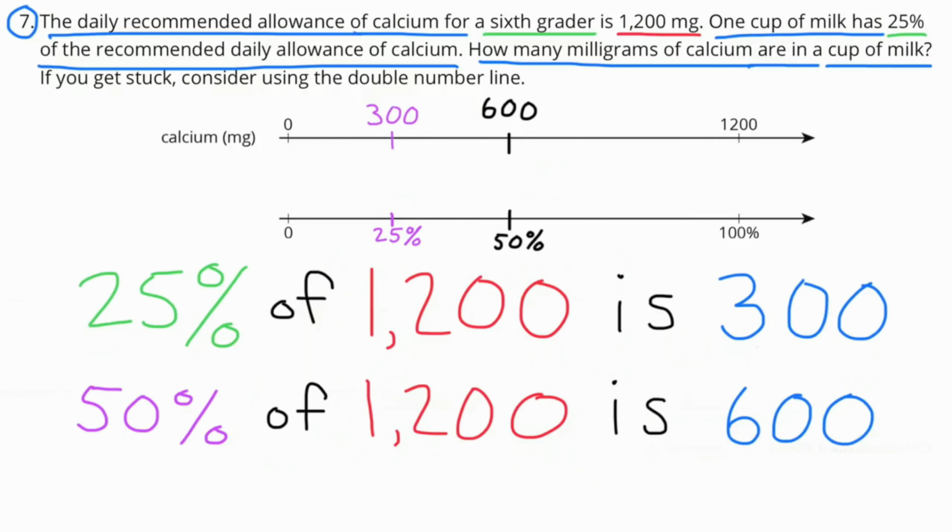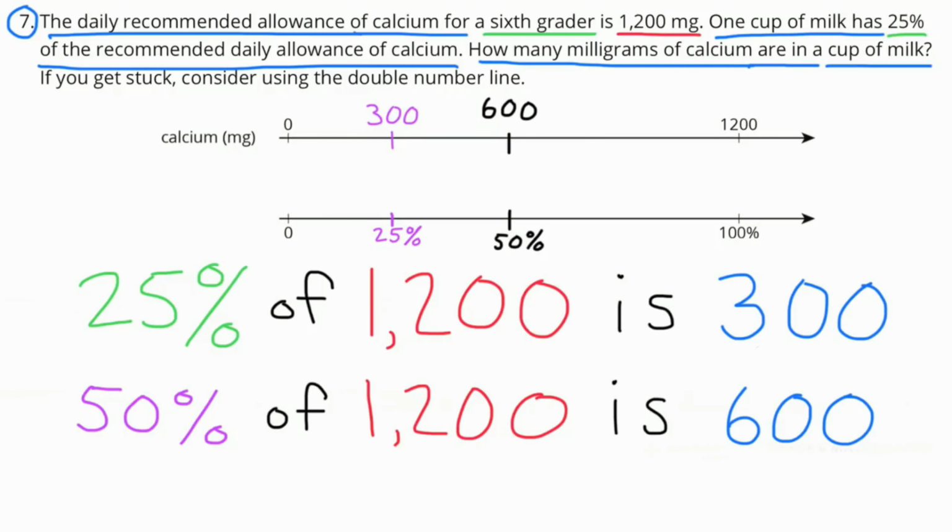Number 7. The daily recommended allowance of calcium for a 6th grader is 1,200 milligrams. 1 cup of milk has 25% of the recommended daily allowance of calcium. How many milligrams of calcium are in 1 cup of milk? If you get stuck, consider using the double number line.